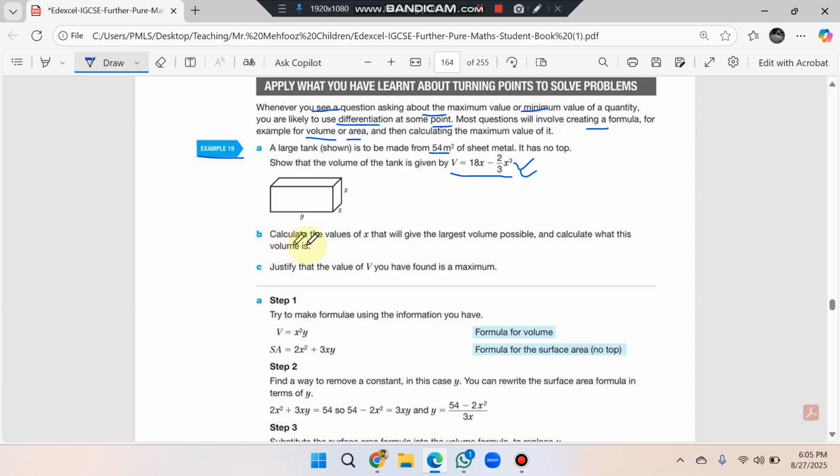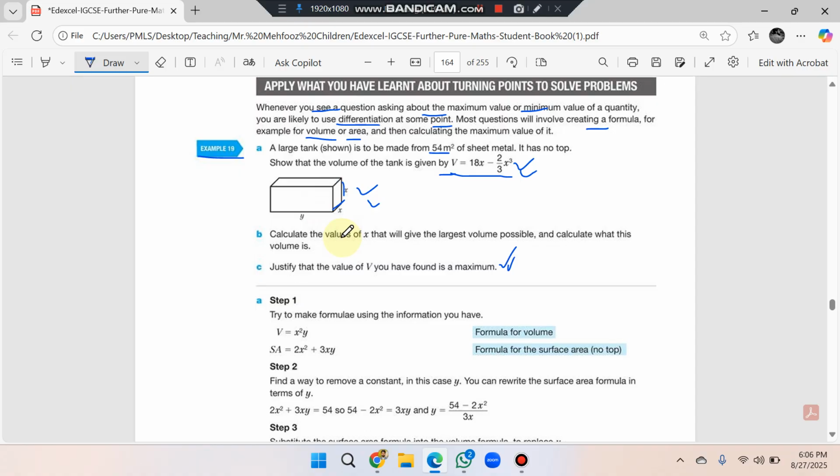Part B is to calculate the value of x that will give the largest volume possible and calculate what the volume is. So it means that we have to find the maximum value of x, and after finding the maximum value of x, we have to put this value into the volume to get the maximum volume, right? And the third part is to justify that the value of V you have found is a maximum, so we have to also justify it. And this is your given figure, that is its length is y, its width is x, and its height is also x.